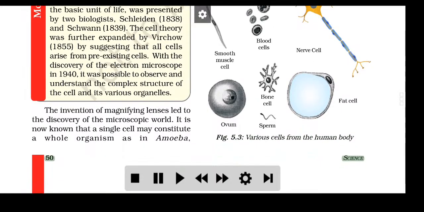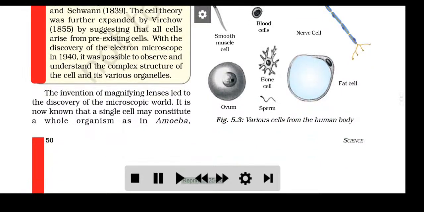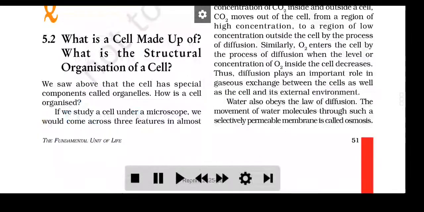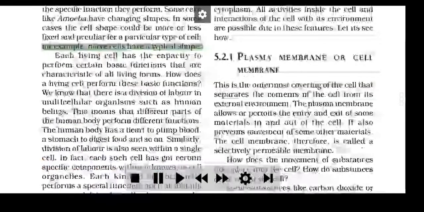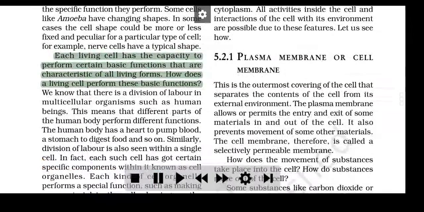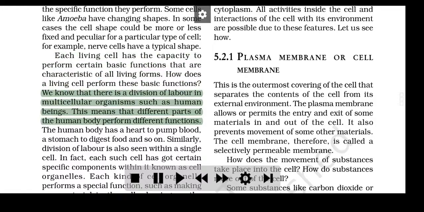The shape and size of cells are related to the specific function they perform. Some cells like amoeba have changing shapes. In some cases the cell shape could be more or less fixed and peculiar for a particular type of cell. For example, nerve cells have a typical shape. Each living cell has the capacity to perform certain basic functions that are characteristic of all living forms. How does a living cell perform these basic functions?